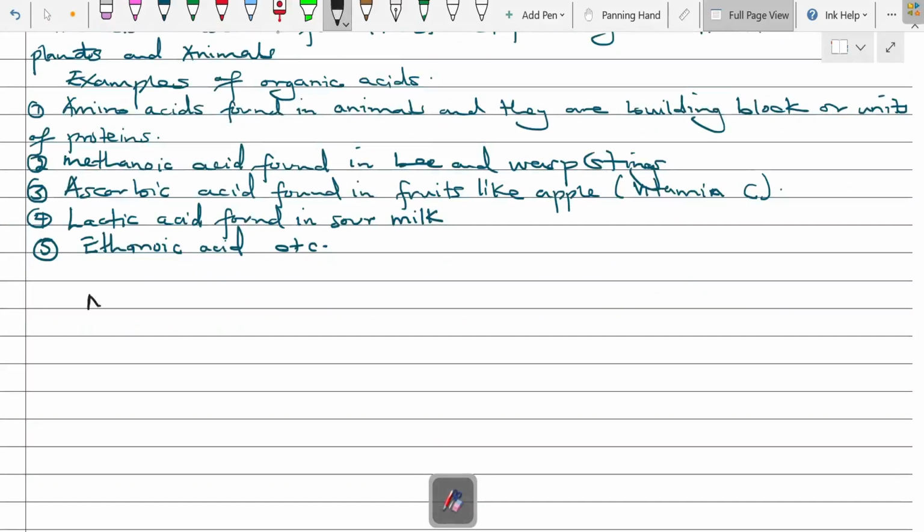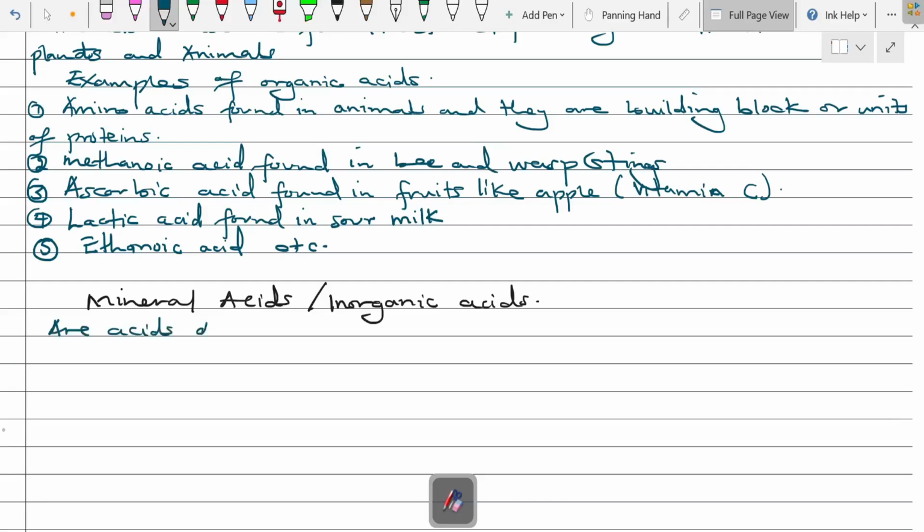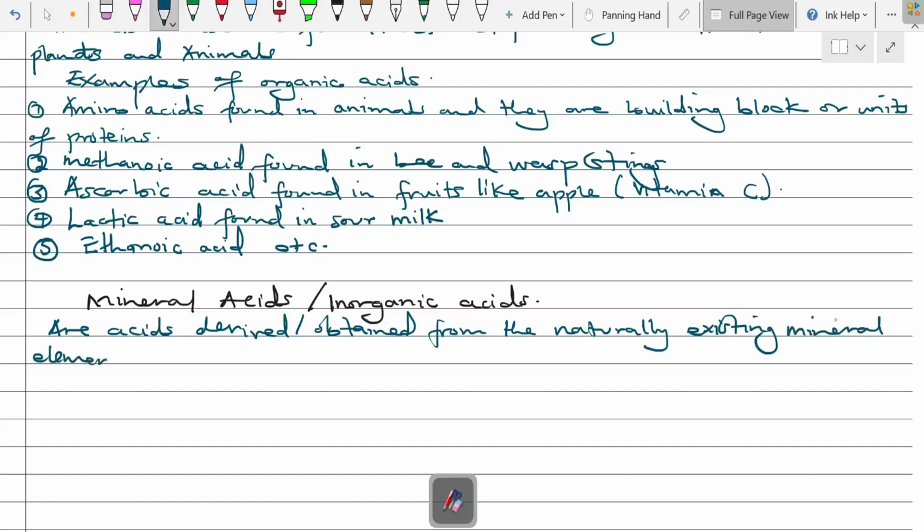mineral. Let's talk of mineral acids. Mineral acid, stroke, if we don't call them mineral acids, they are called inorganic acids. And what are they? So they are acids derived, stroke obtained, from the naturally existing mineral elements.